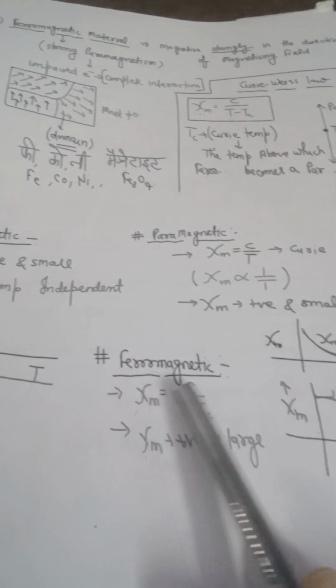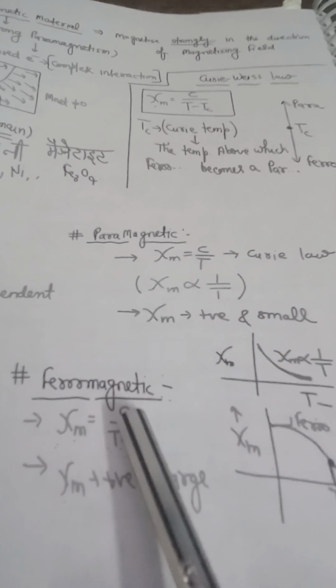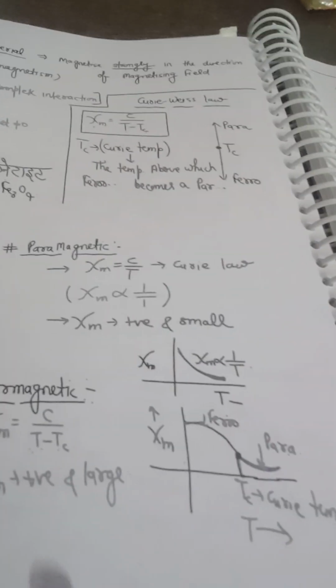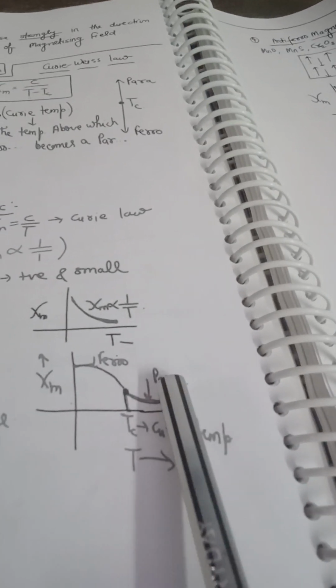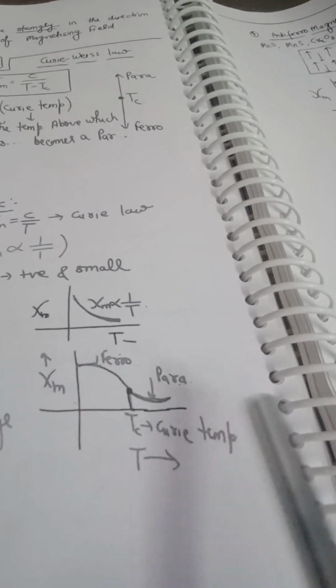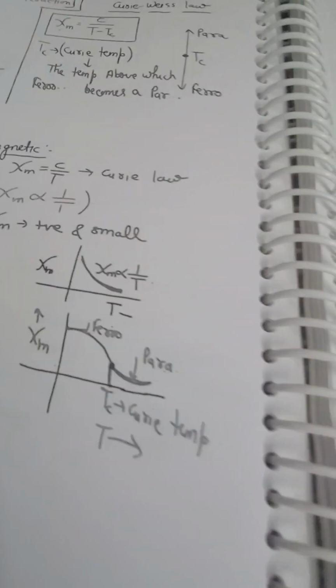Then we will move to ferromagnetic. Then chi_m is C upon T minus Tc. Chi_m is positive and large. So you can figure that this is the graph. This is the Curie temperature. Ferromagnetic becomes paramagnetic when we go past the Curie temperature.